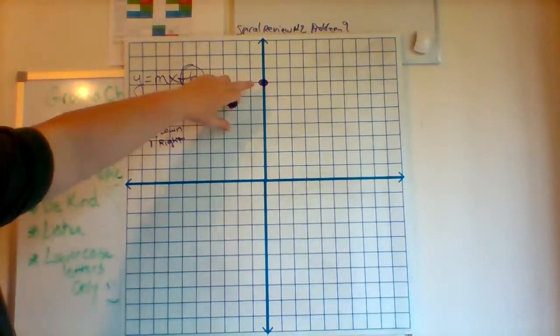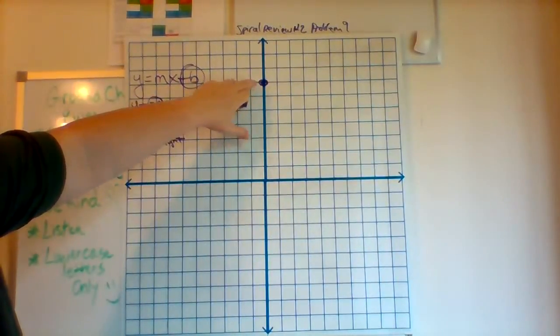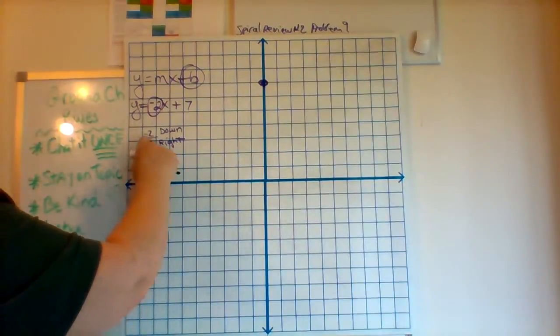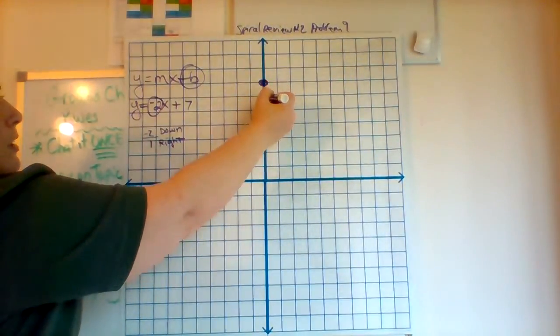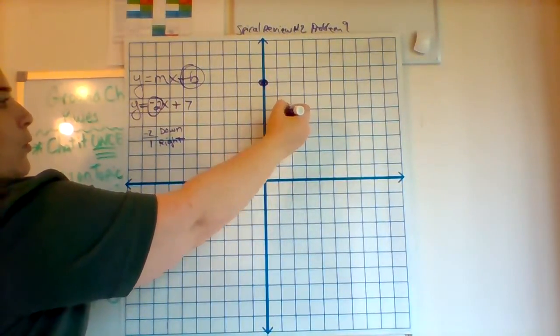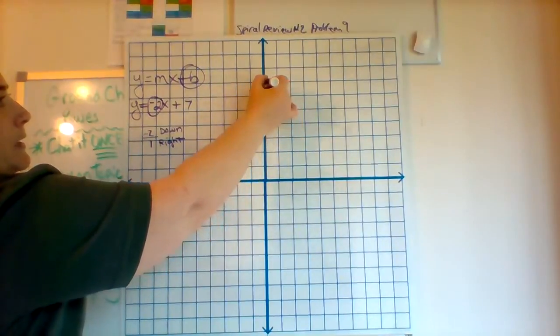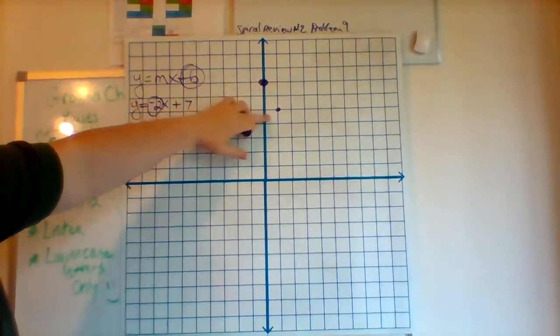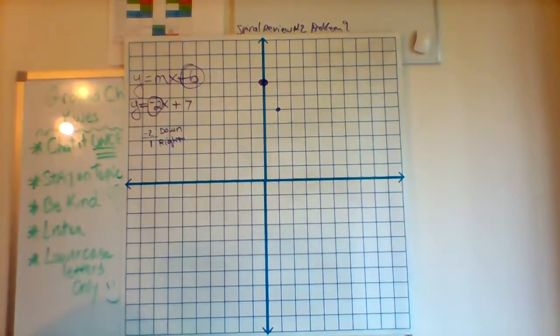And remember, you're starting from the point that you already plotted. 2 down and 1 right. So 1, 2, 1 over. Here's my line. And actually, if you're doing it in a graphing tool, this is all you need. But I'm doing it by hand, so I would like a little bit more.